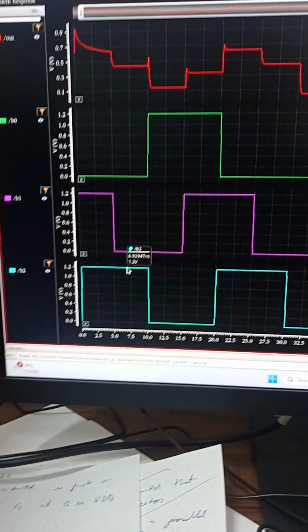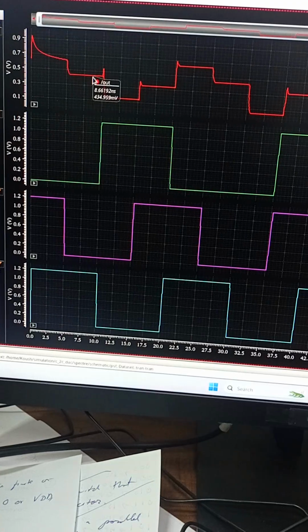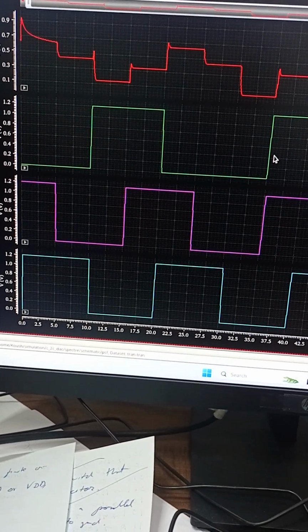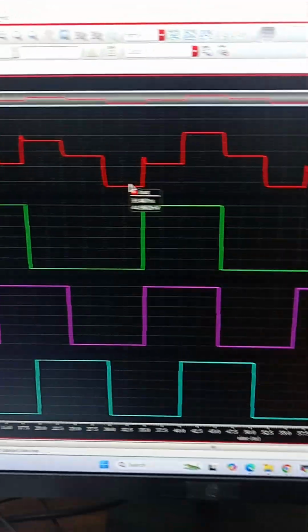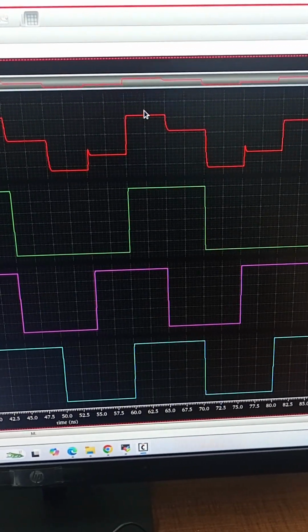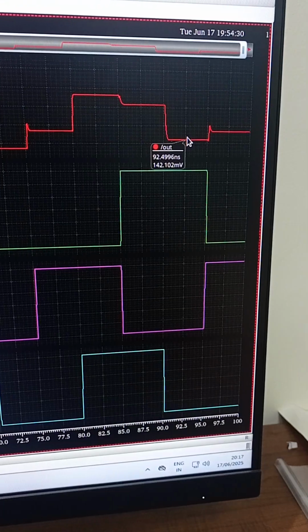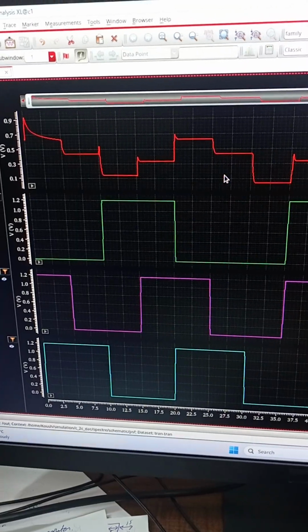So when we have 100, then the output is 434 millivolt. Suppose it is 000, the output is 44 millivolt. For 111, the output is 727 millivolt. For 001, the output is 142 millivolt.